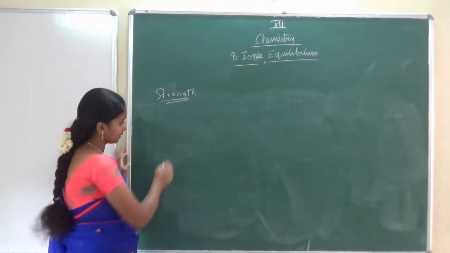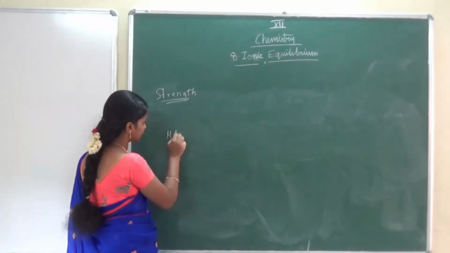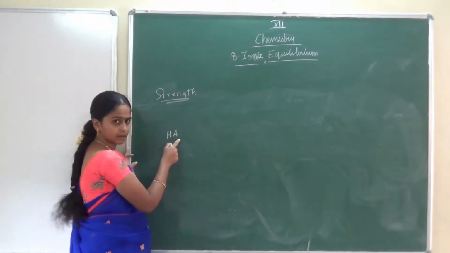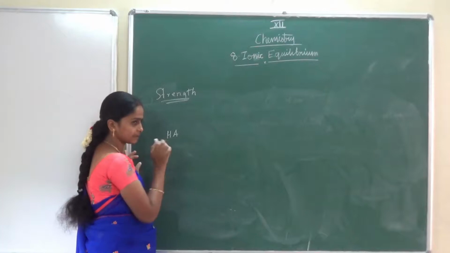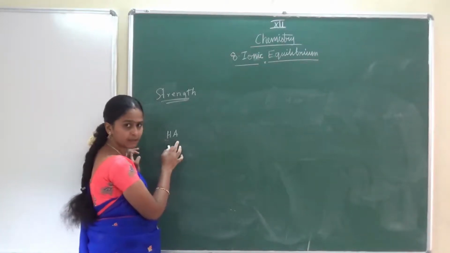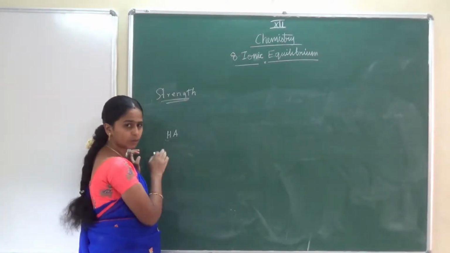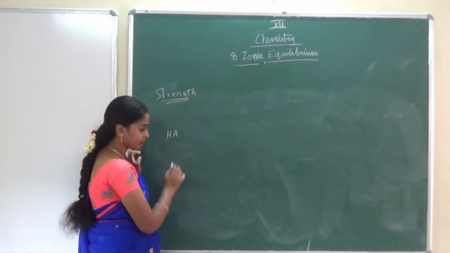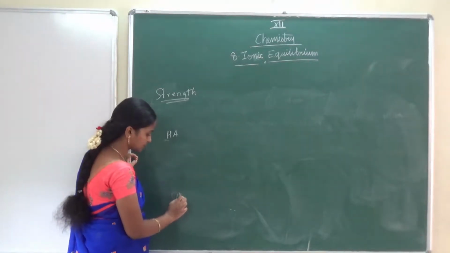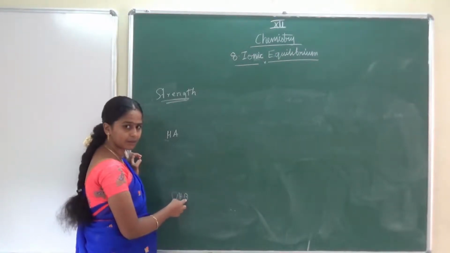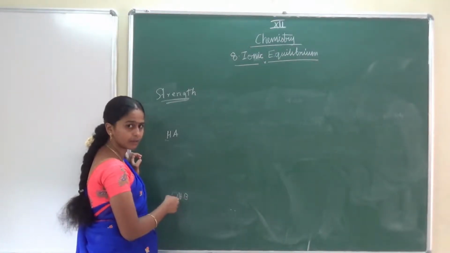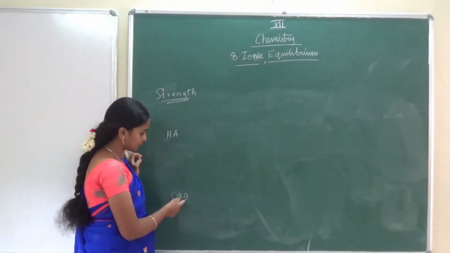So let us take one acid, that is HA. Any acid is releasing H plus, so in that concept they are taking HA. Base means OHB they will say. It should release OH. In this place of B, it may be Na, or Ca, or Al. Like that. That's why they have given simply as OHB.